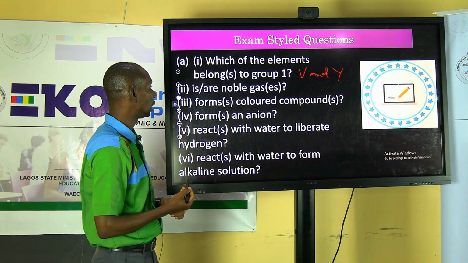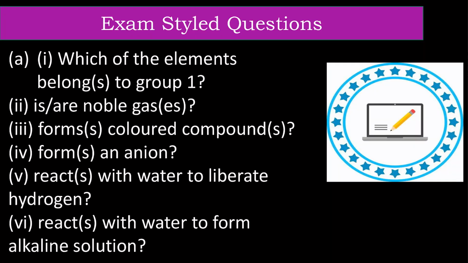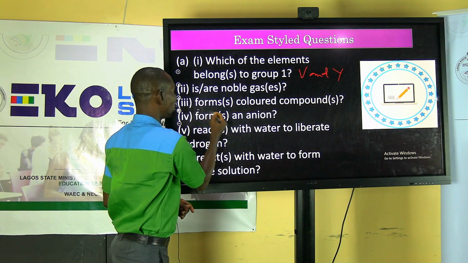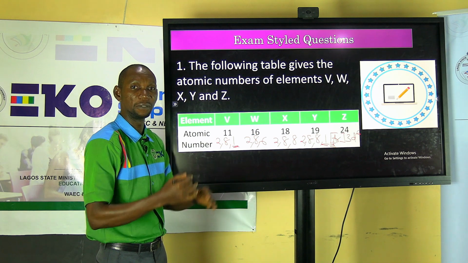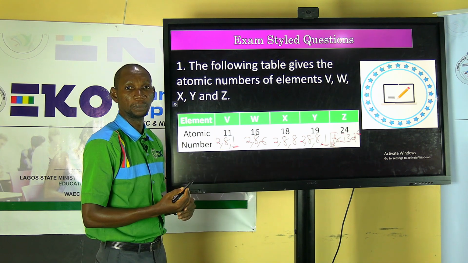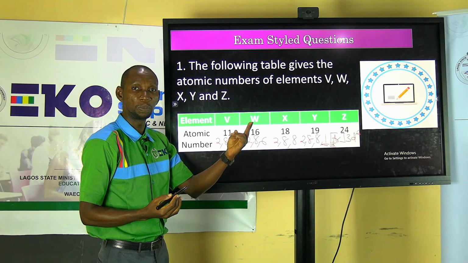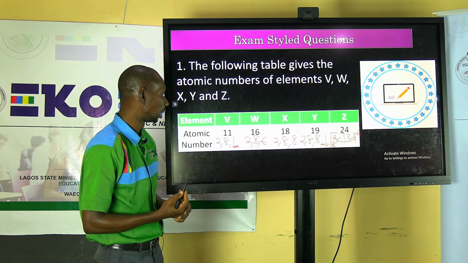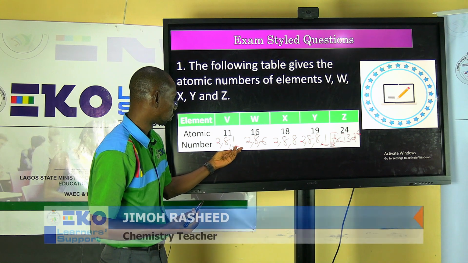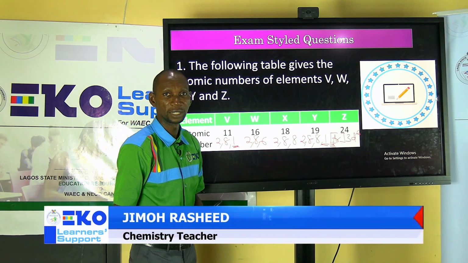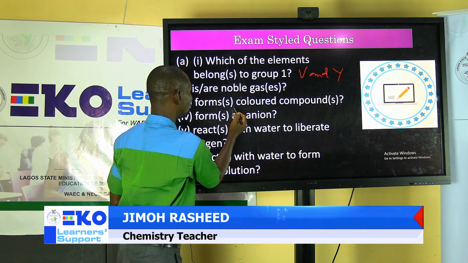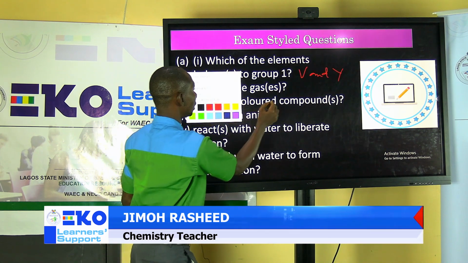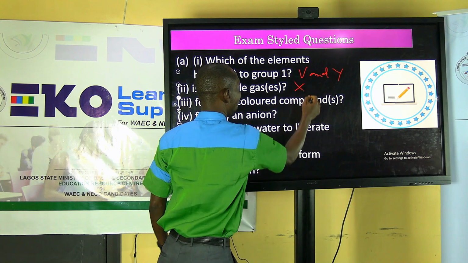Let's look at the second one. Is or are noble gas? Let's go back and see which one is a noble gas. How do you identify a noble gas? They are the ones that have a completely filled configuration. It means that the valence shell is filled up. It is either 2, which gives a duplet, or 8, which gives an octet configuration. This is 1, this is 6, and that is our guy there, element X. So we go back and answer this by saying X. That's all.